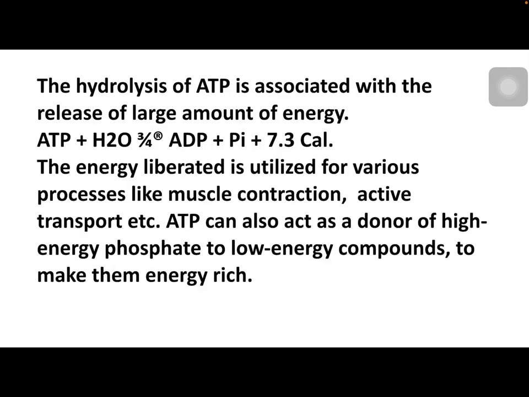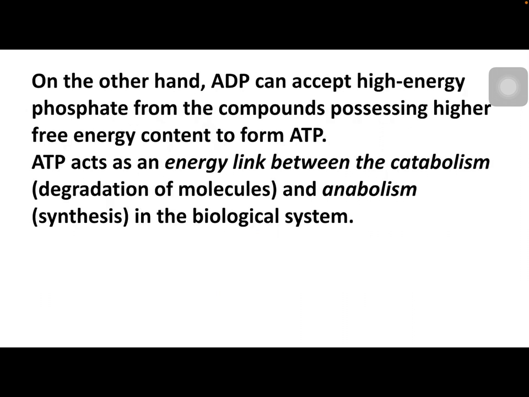The hydrolysis of ATP is associated with the release of a large amount of energy. When ATP is hydrolyzed, it is converted to ADP and inorganic phosphate. As a result, 7.3 calories of energy will be liberated. The liberated energy is utilized for various processes like muscle contraction, active transport, etc. ATP can also act as a donor of high energy phosphate to low energy compounds to make them energy rich. On the other hand, ADP can accept high energy from compounds possessing higher free energy content to form ATP.